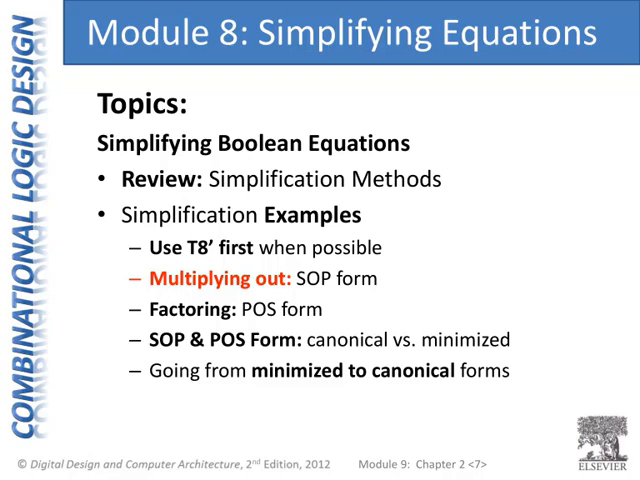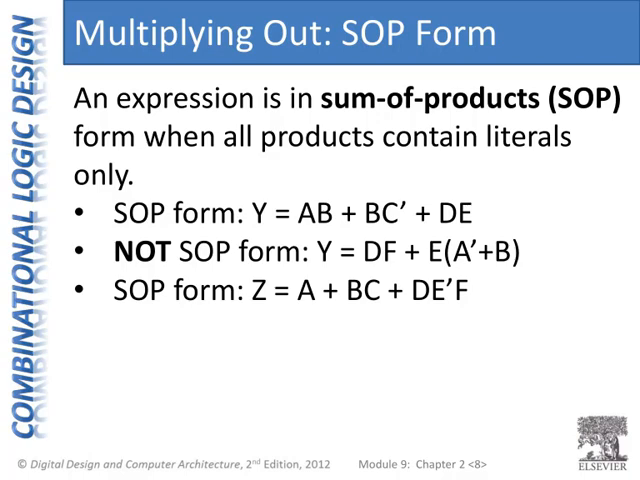It's used to get our equations in the form of sum of products. An expression is in sum of products or SOP form when all products contain literals only. So this is in SOP form, not canonical, but minimized SOP form. This is also in SOP form, again, specifically in minimized SOP form. But it's a sum of product terms, of implicants.